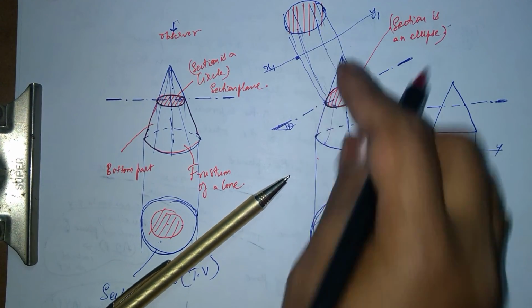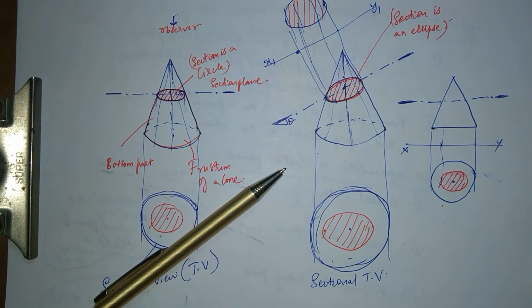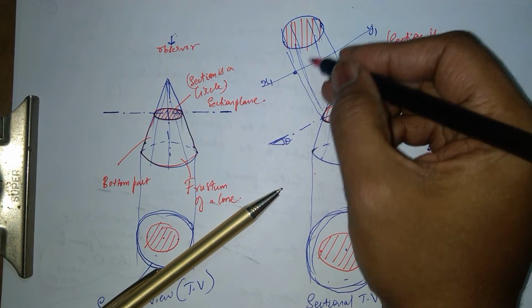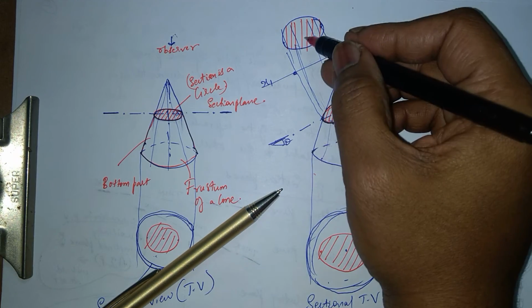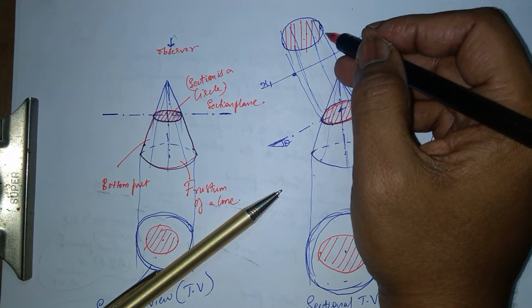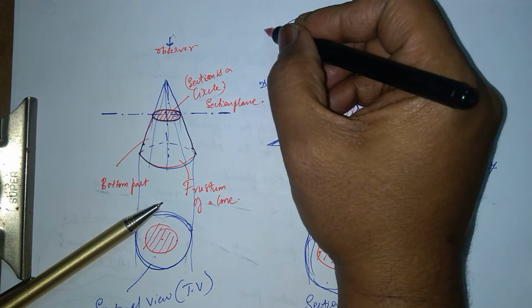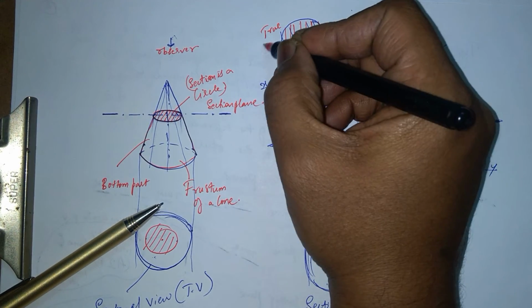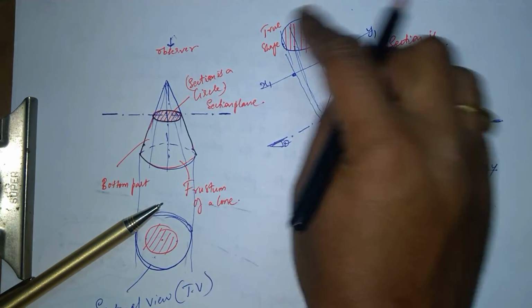Okay, these are called the hatching lines, which are drawn at an angle of 45 degrees to the x1 y1 line. You have to draw them very thinly. This is called the true shape, by the way. True shape. Okay, this is the true shape.